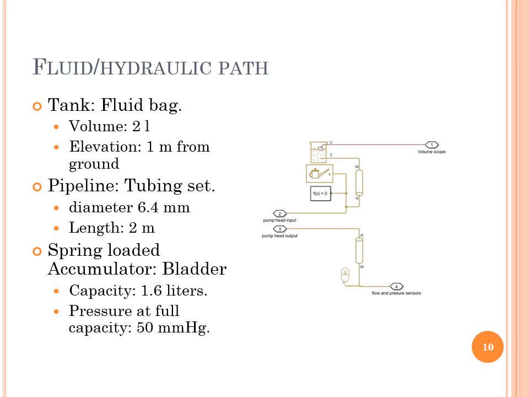The tank serves as the fluid bag. It is kept at a constant height to provide a basic flow due to gravity pull. The pipeline serves as the tubing set that feeds the fluid from the bag to the pump and then to the operation site. The spring-loaded accumulator serves as the actual bladder. It has a maximum capacity same as the bladder and provides a pressure that is proportional to the volume.